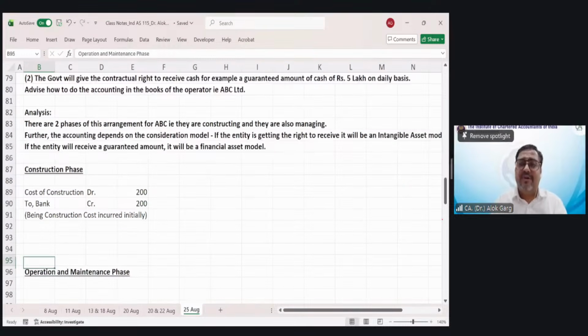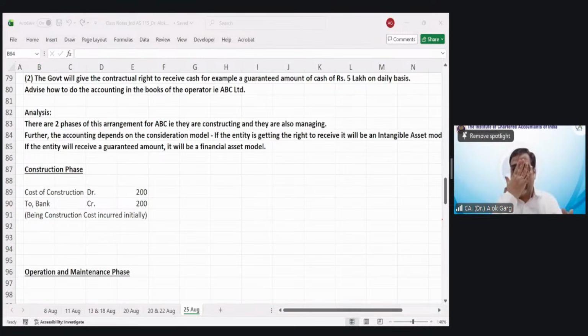Now what is the next entry? So you have recognized a cost. Don't you think in the service concession arrangement, what is your performance obligation? You have two performance obligations. Performance obligation number 1, providing construction services. Performance obligation 2, providing operation and management services. So you will recognize the revenue to the extent.